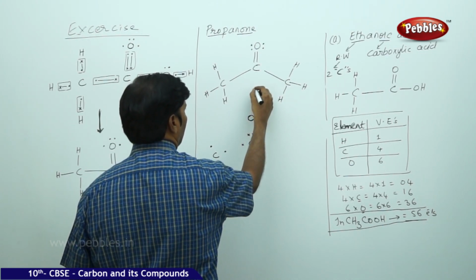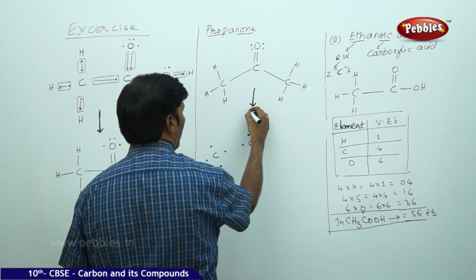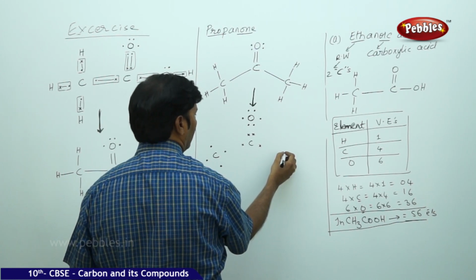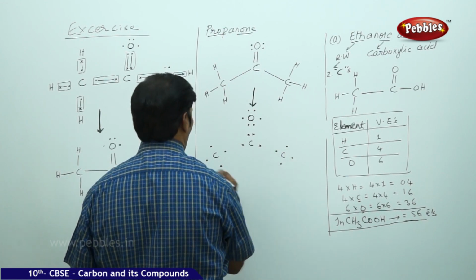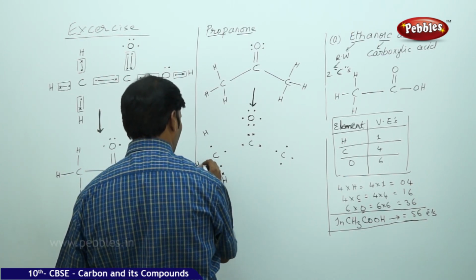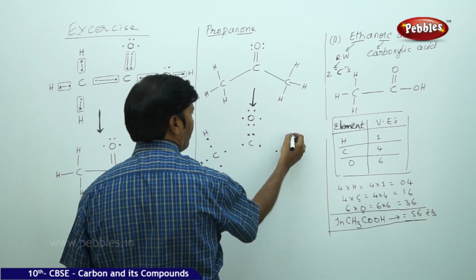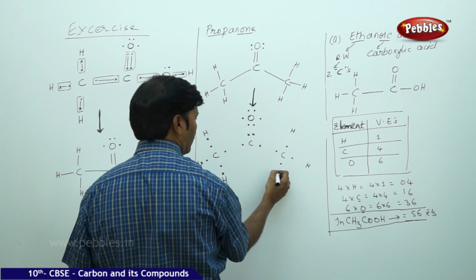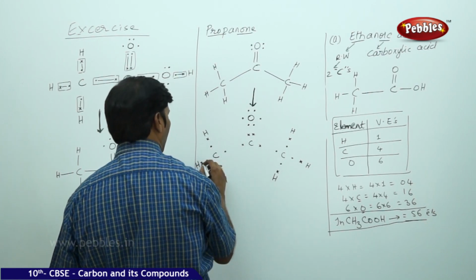Take the oxygen: 1, 2, 3, 4, 5, and 6. Here again you take another carbon, 1, 2, 3, and 4. Here you mark one hydrogen, here one hydrogen, here one hydrogen, and here one cross. This is one hydrogen, this is one hydrogen, this is one hydrogen.